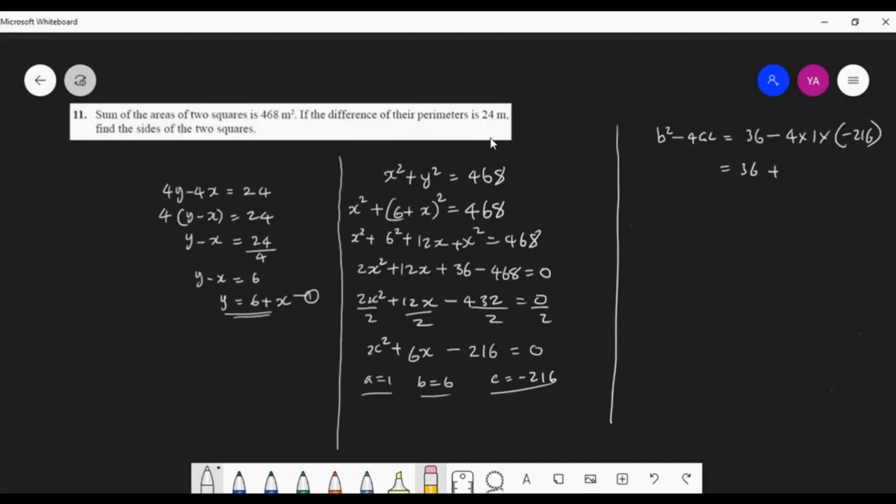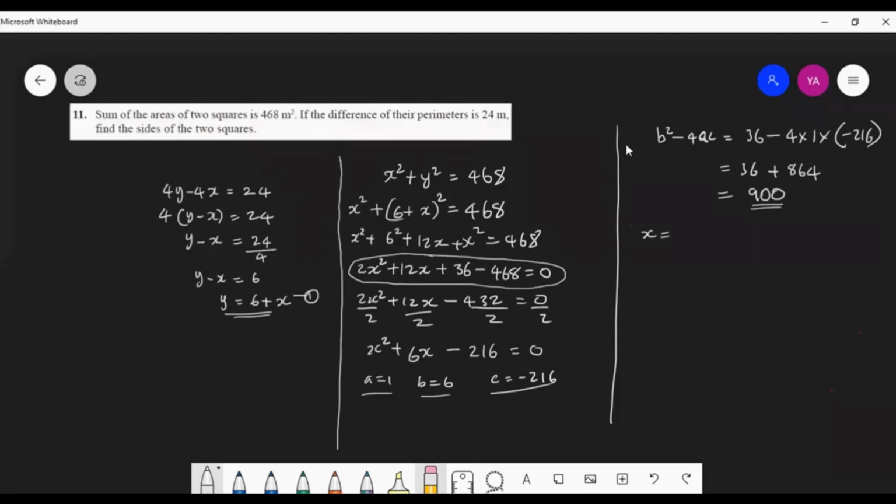4 into 216 is 864. Okay, so adding these two, what will you get? 900. So B square minus 4AC is greater than 0, so there will exist two roots for this equation.